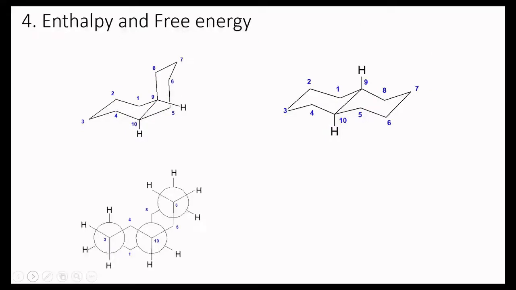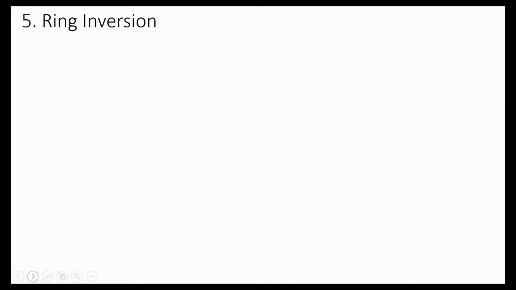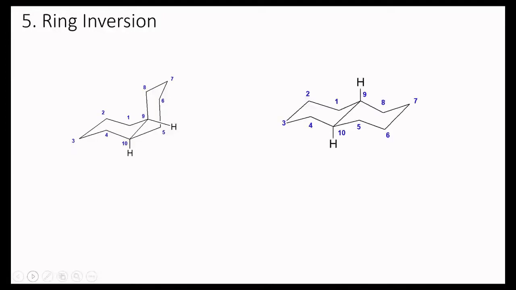The next part is ring inversion. We have already studied that trans decalin cannot undergo ring inversion easily, because ring inversion causes the opening of the ring, while cis decalin can undergo ring inversion very easily. Now, why am I taking up ring inversion again? You will say that we have studied ring inversion so many times before and have proved that trans cannot undergo it. Then why?